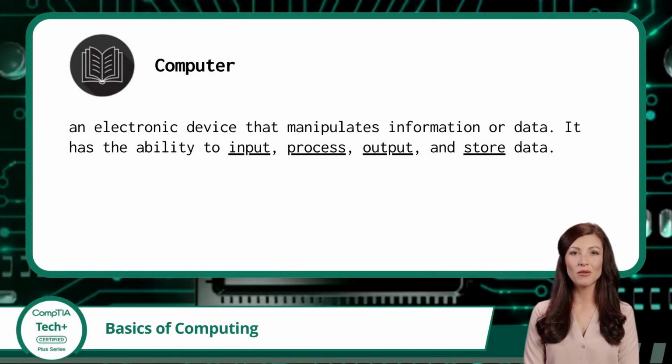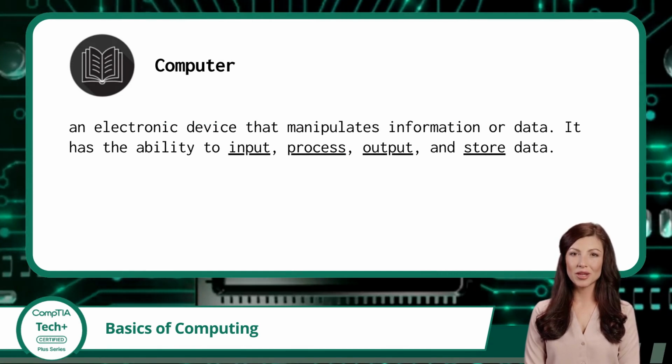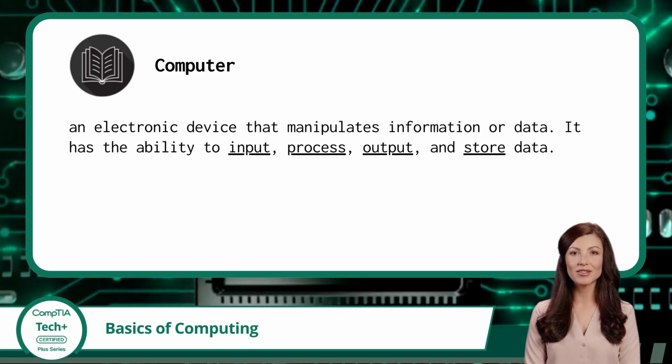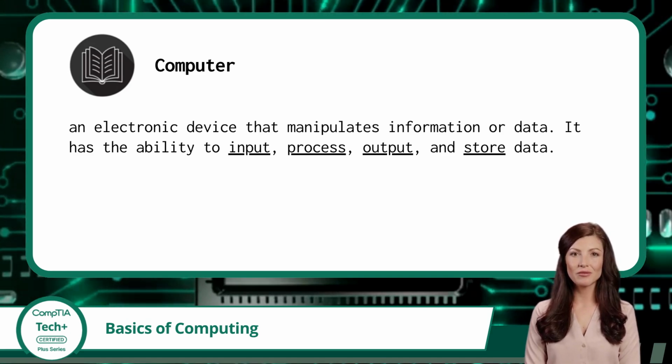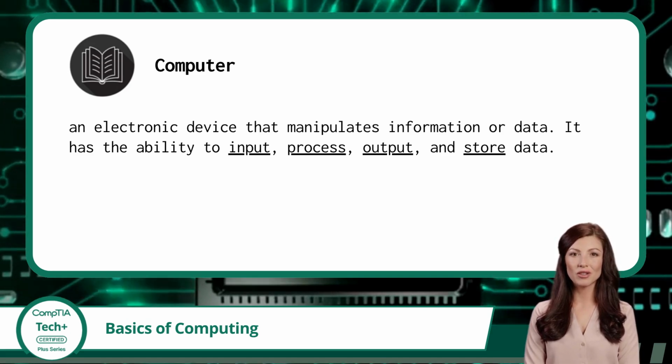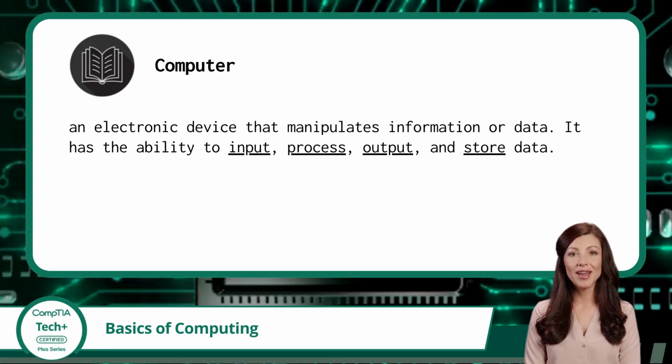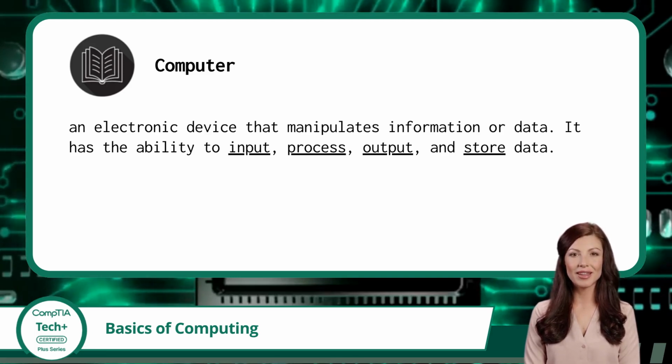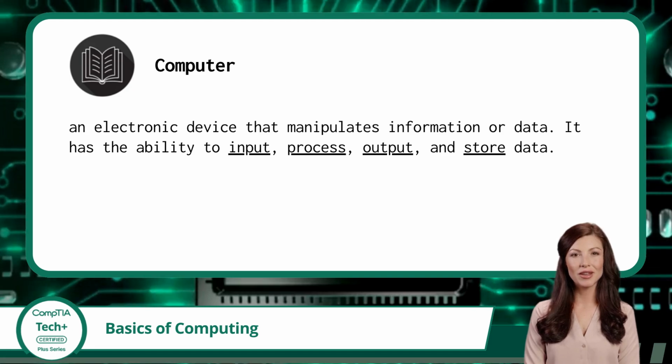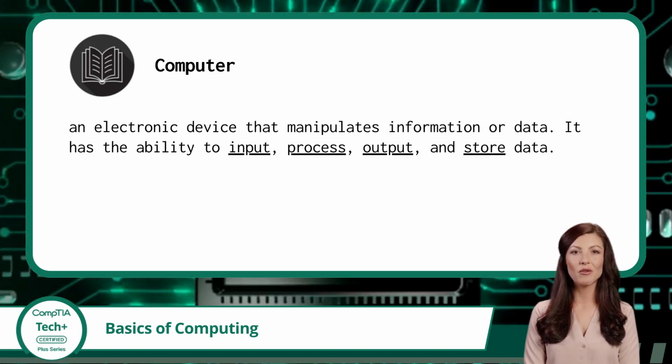Before we start throwing around a bunch of terms like binary and processors, we need to talk about the big picture. What exactly is a computer, and what does it do? At its core, a computer is simply an electronic device that manipulates information or data. That's it. Whether it's a powerful workstation or a tiny smartwatch, every computer performs the same four essential functions: input, processing, output, and storage. These four actions are the foundation of everything we do in IT, and they show up in every system you'll ever work with.